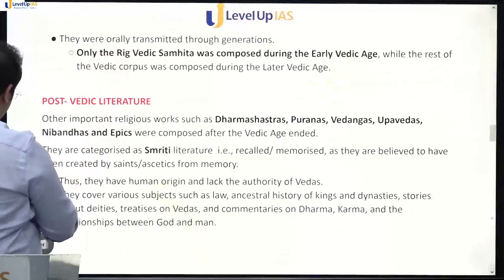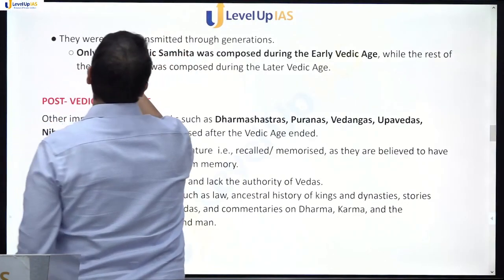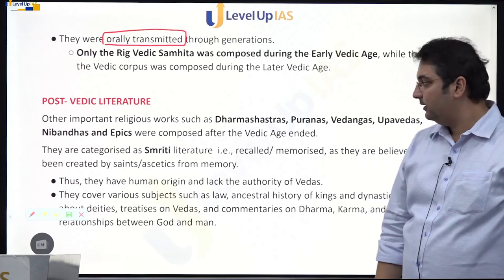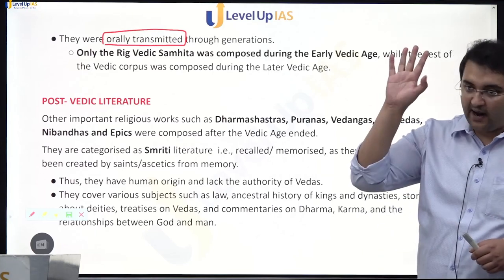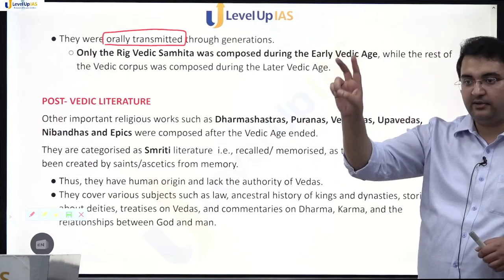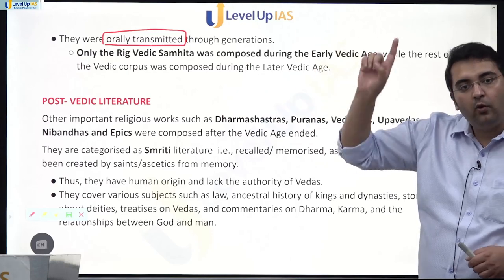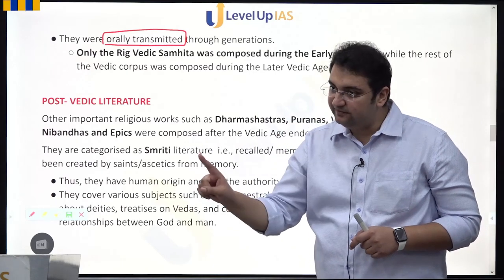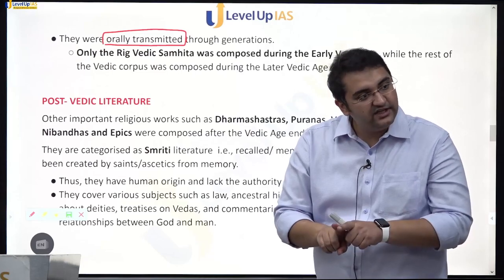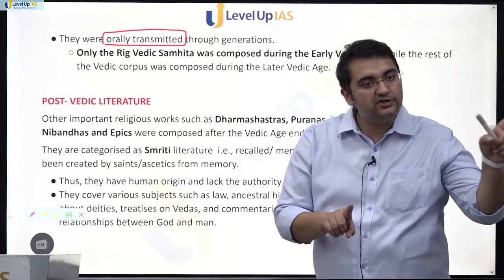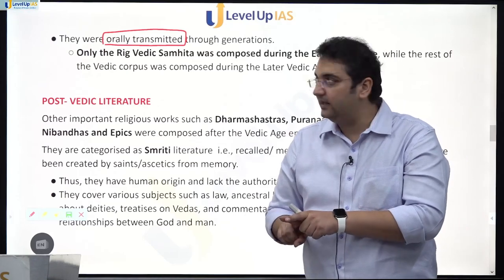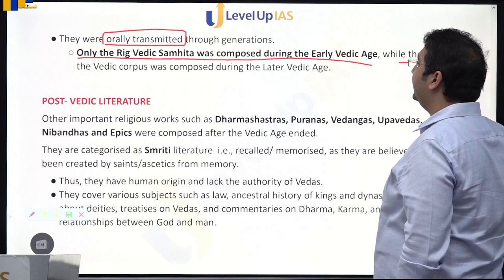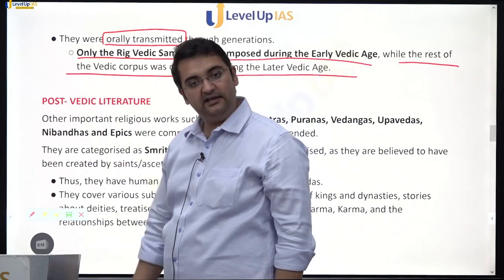Theek hai? So, they were composed during the Vedic period but compiled later. And how were they transmitted? From generation to generation, before they were written down, they were transmitted orally. Theek hai? Now, you remember the four Vedas, the four parts of the Vedas. Kaun kaun se? Samhitas, Brahmanas, Aranyakas and Upanishads. The only work which can be attributed to the early Vedic age is the Samhita of the Rig Veda.